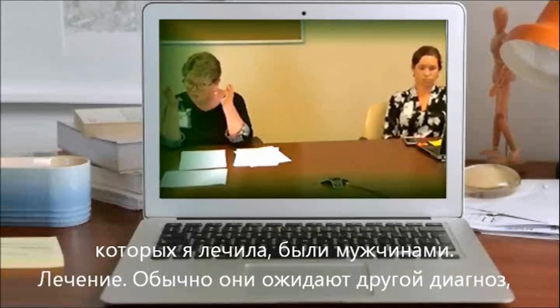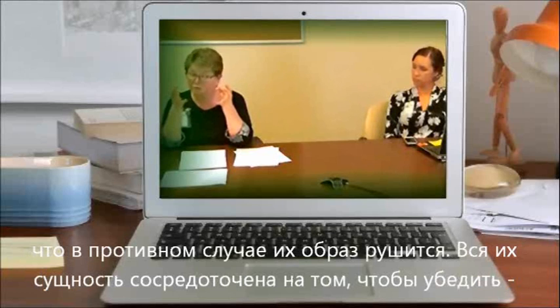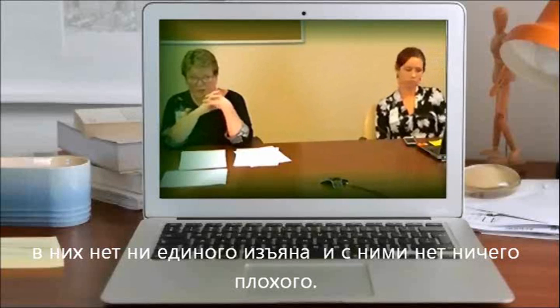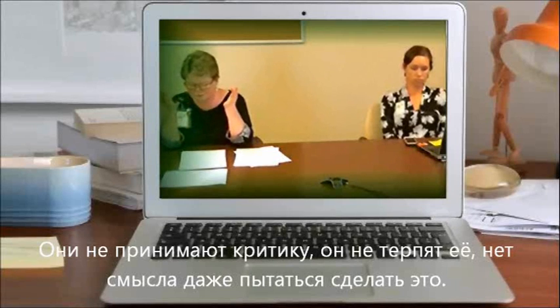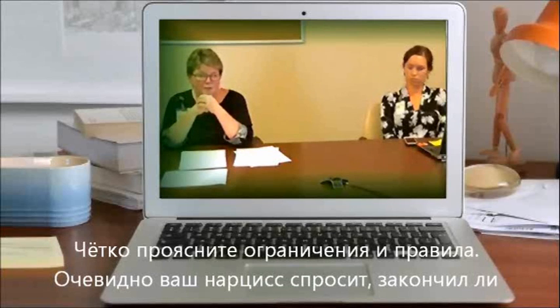Treatment. They're usually seeking another diagnosis because there can't be anything wrong with them, right? There can't possibly be anything wrong with them because otherwise they're going to pieces. Their entire being is focused on making sure that there is not one element of a suspicion that there's anything wrong with them. They will not take criticism. They cannot tolerate it, so there's no point trying it. Be clear about limitations and rules.